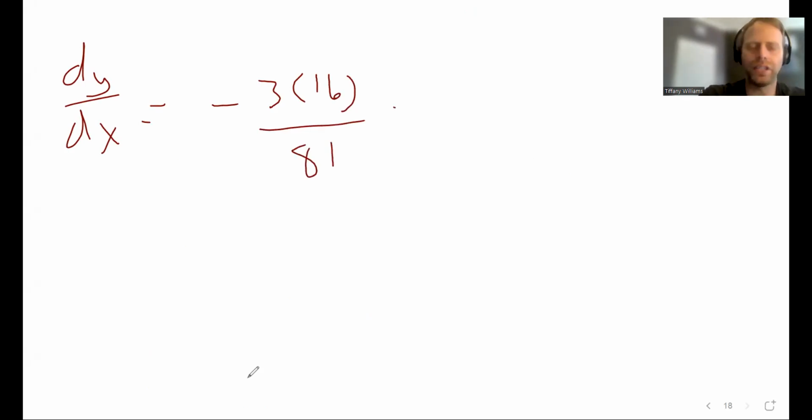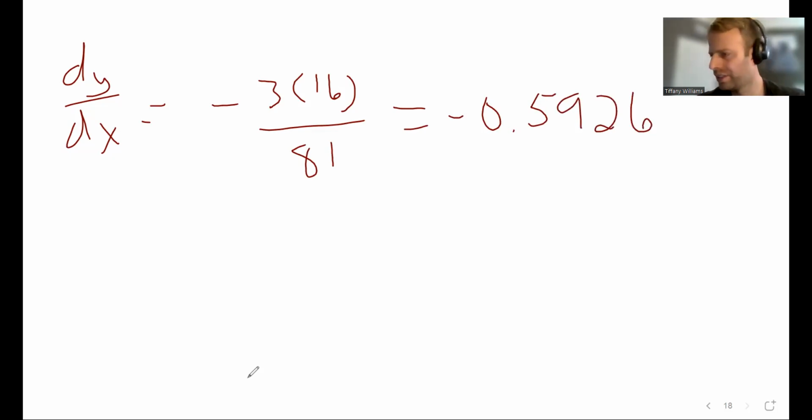When it's all said and done, you should get roughly negative 0.5926. I don't know if that's the exact number, or a decimal representation. Let me just check that right quick. It's 48 divided by 81. Let's see. Yeah, it's a repeating decimal, so we'll call it 0.5926. Just wanted to double check to be sure. Remember, that's the slope of the tangent line at the point (81, 16). So we're done with part A.